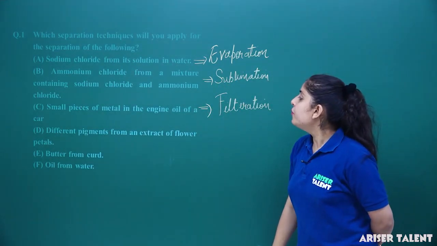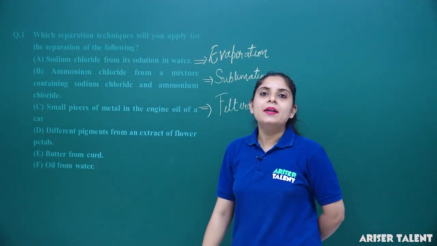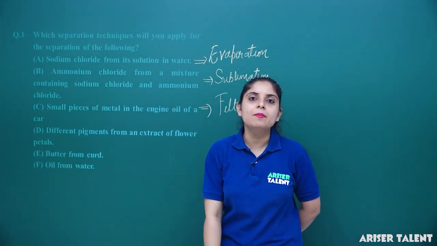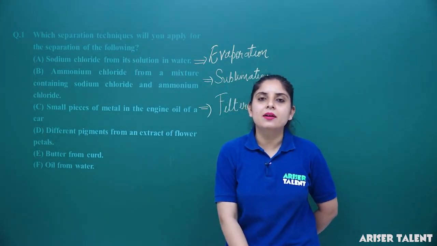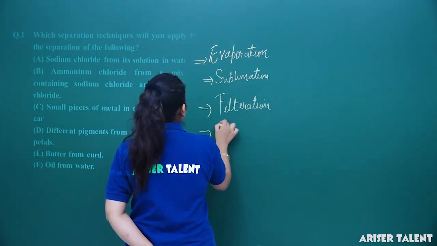Next, different pigments from the extract of flower petals. Flower petals are of different colors, and if you want to obtain the different colors from them, you will adopt only one single method, that is known as chromatography. So the answer is chromatography.